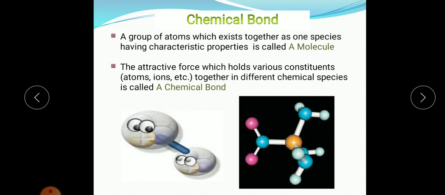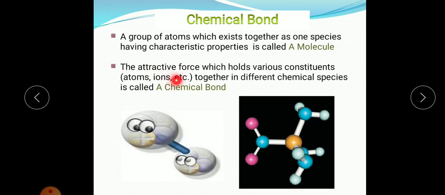Now today we are going to start a new topic of the same chapter, chemical bond. So now let us try to understand what this means. A group of atoms which exist together as one species having characteristic properties is called a molecule. So when two or more atoms come together and exist as a single compound having characteristic properties, we call it a molecule.